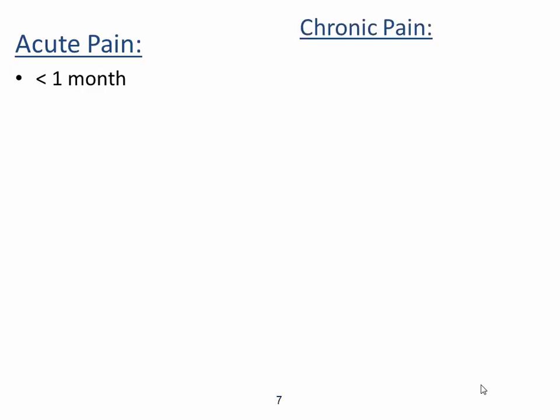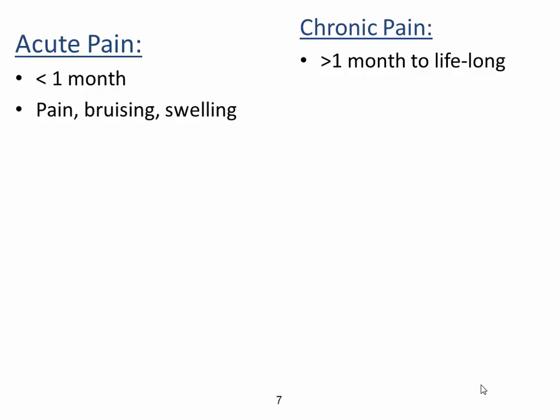Another way to describe pain is whether it's acute pain, and usually that could be defined for a short period of time, about less than a month, or chronic pain, which is longer than that, and in some cases may be lifelong. In the setting of acute pain, you'll see pain, bruising, swelling. Usually in the setting of chronic pain, it's primarily described as just pain. In acute pain, you'll get temporary loss of function. And again, the key word is temporary.